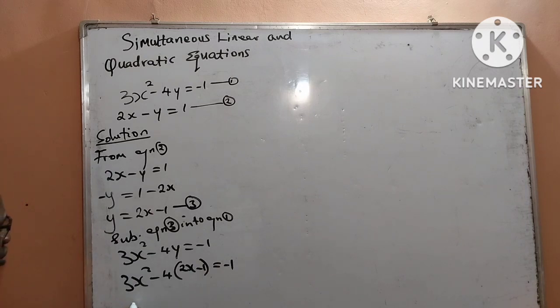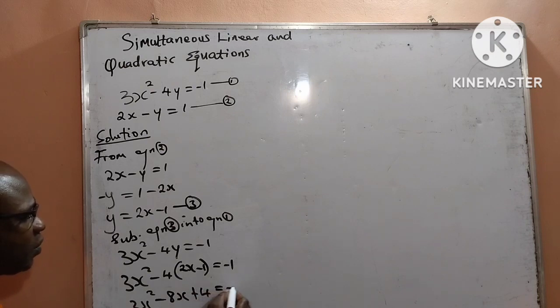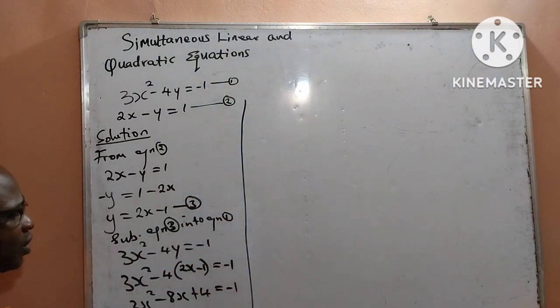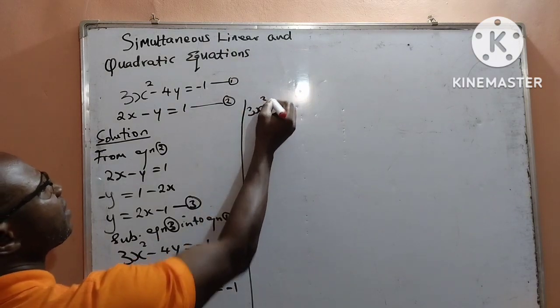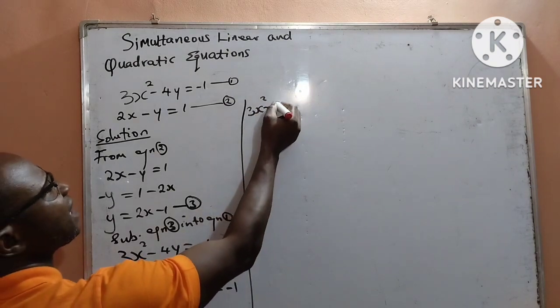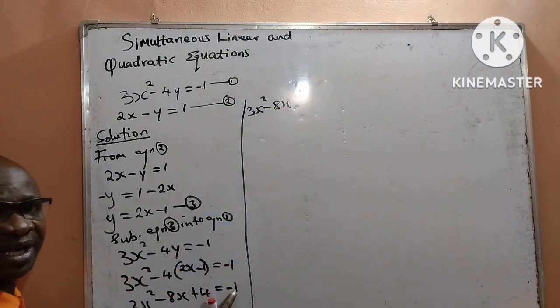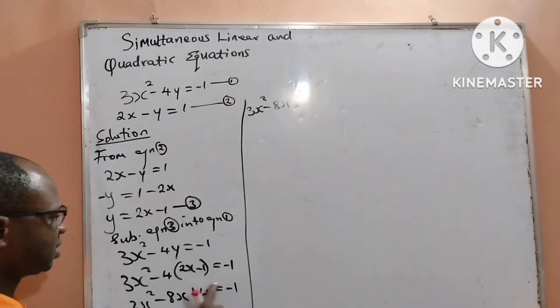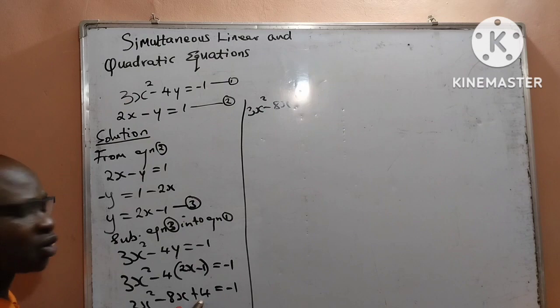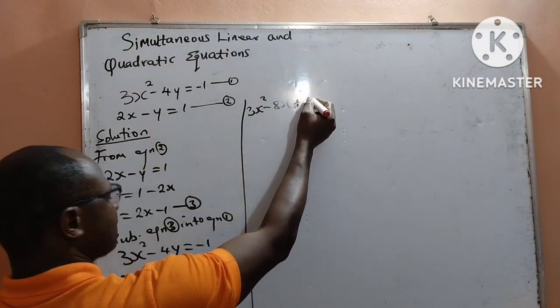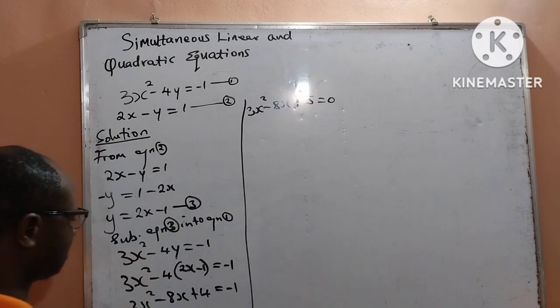Moving on, I am going to get 3x raised to the power 2 minus, I will open the bracket, minus 4 times 2x will give me minus 8x, and minus 4 times minus 1 will give me plus 4 equal to negative 1. We continue. Now from here, what I have is 3x raised to the power 2, minus 8x. Now I will move this negative 1 from the right hand side to the left hand side and it will become plus 1. That means plus 5 is equal to 0.